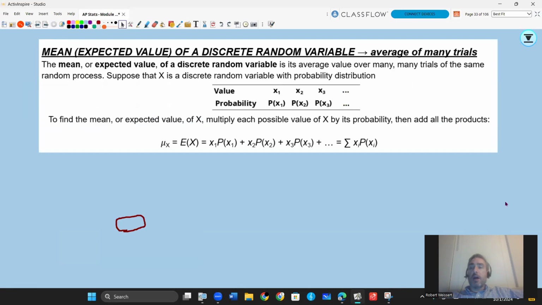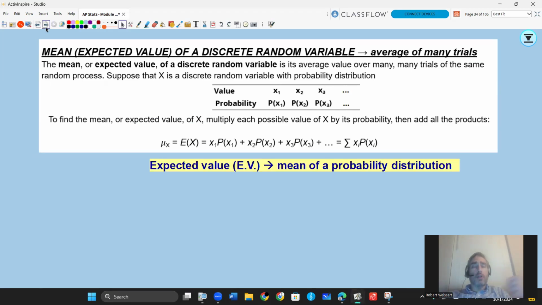The mean is also called the expected value in a discrete random variable. So with an expected value, it's what we would on average expect the value to be. And it's rarely ever going to be a whole number. Most of the time it's going to be a decimal. And we're going to use whatever we get here when we calculate that. It's kind of a difficult formula.